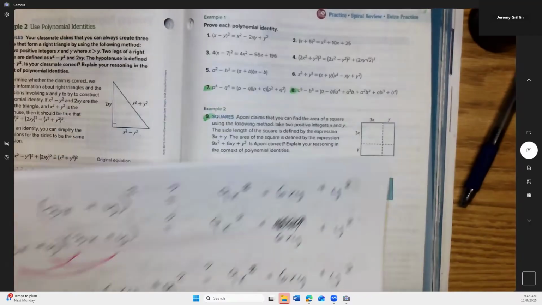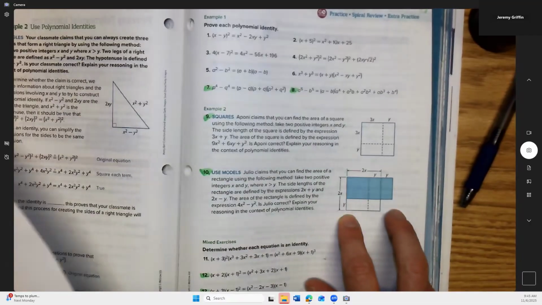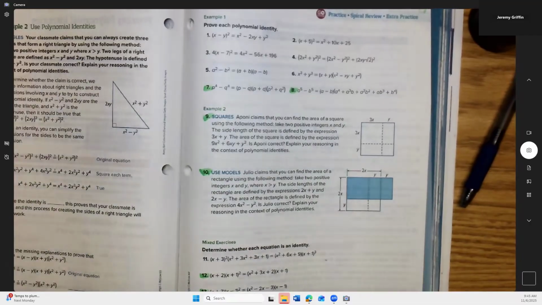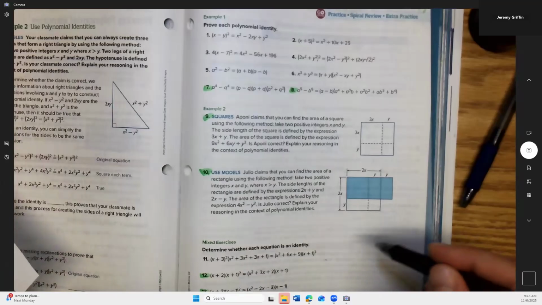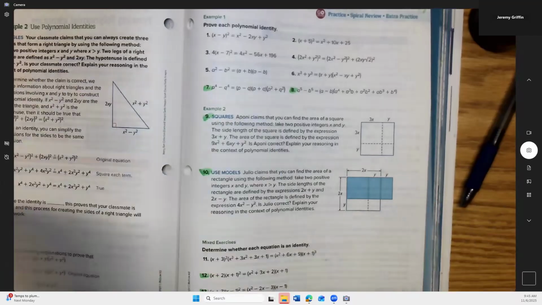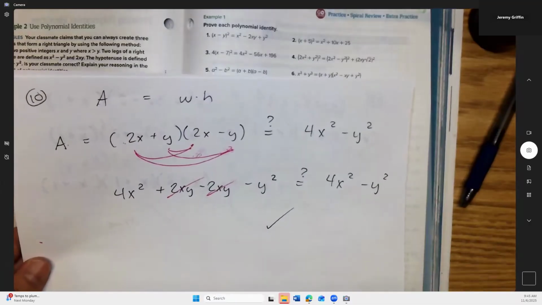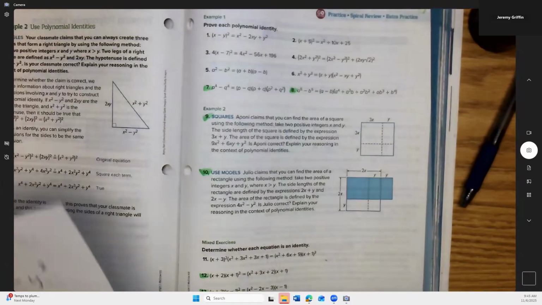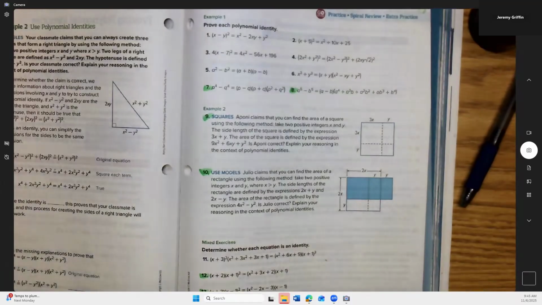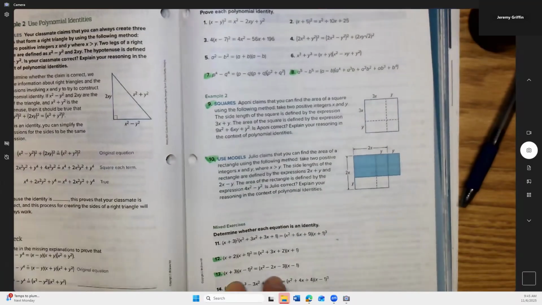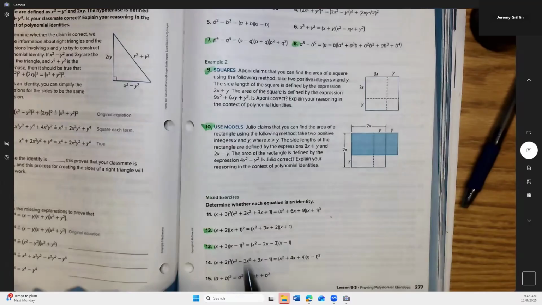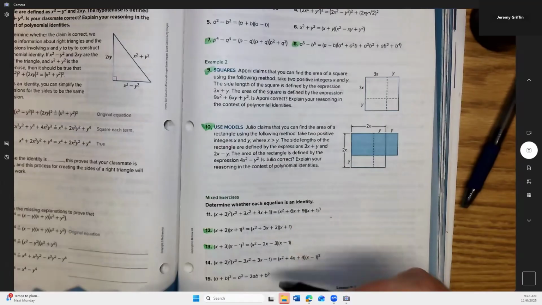So that works. There's a little bit more complicated example with this blue rectangle. They define it in terms of x and y. I solved this out, and that also worked out. Let's see one that did not work out. If I skip down to, I think, number 13, yeah. So for this whole section, the premise is to determine whether each equation is an identity. So maybe some of these work and some of these don't.